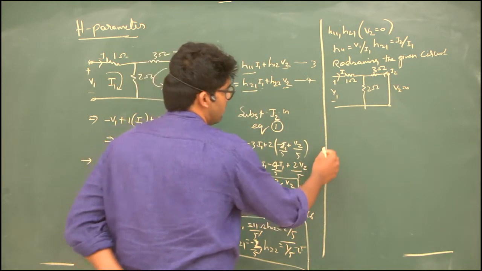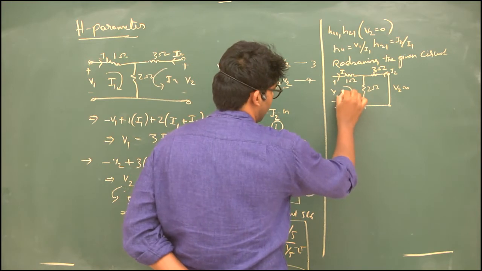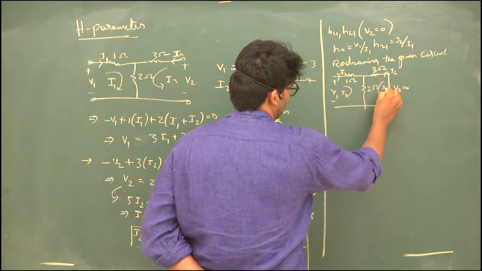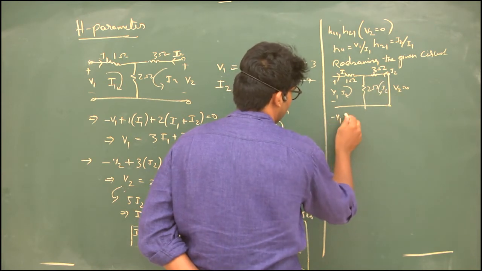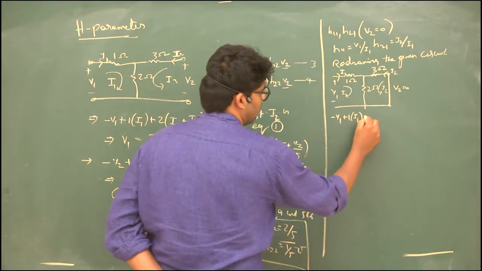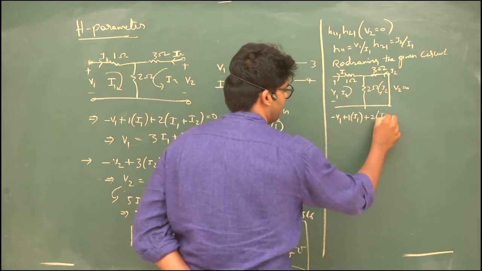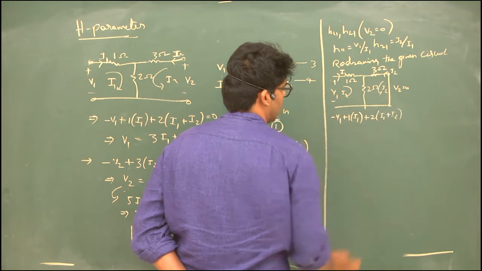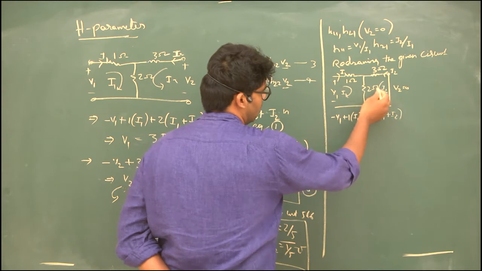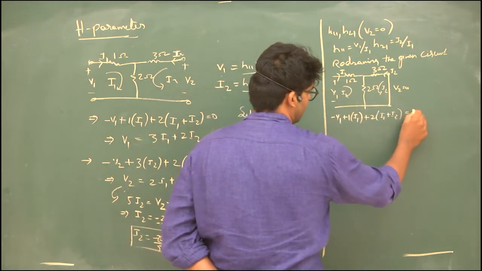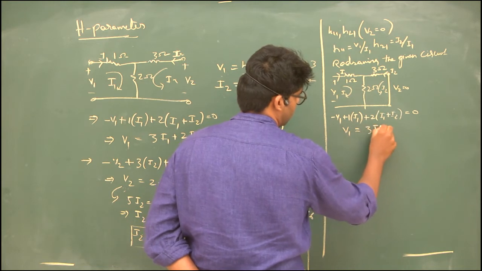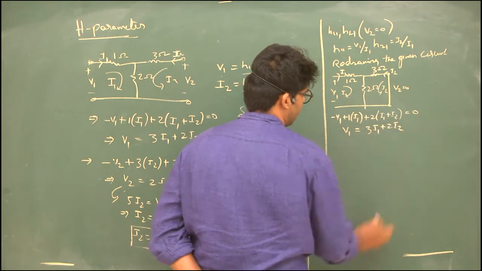Now we will solve this. How will we solve this? Simply apply KCL here, KVL here, and again another KVL here also. So minus V1 plus 1 into I1 plus 2 into I1 plus I2. I1 current is flowing, I2 current is flowing simultaneously. Therefore V1 will be equal to 3I1 plus 2I2.